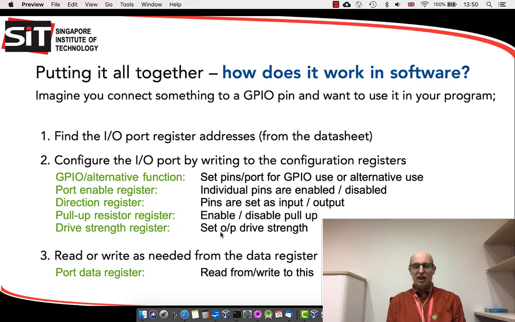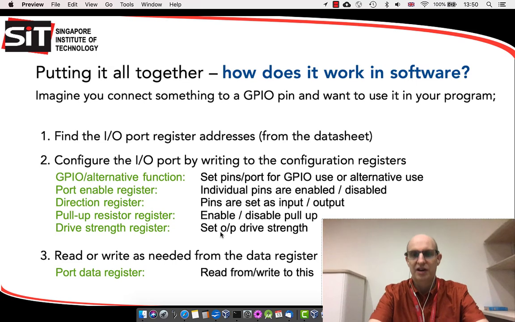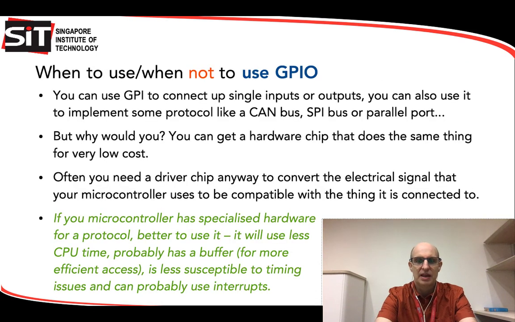In code, if we want to read from that port, we would then read from that port data register. If we want to write something out from that port, then we would use the CPU to write something, to save a byte in that address. And to read something in, we would read a byte from that address, or read a word from that address. Okay. So it's actually not too difficult to use GPIO.